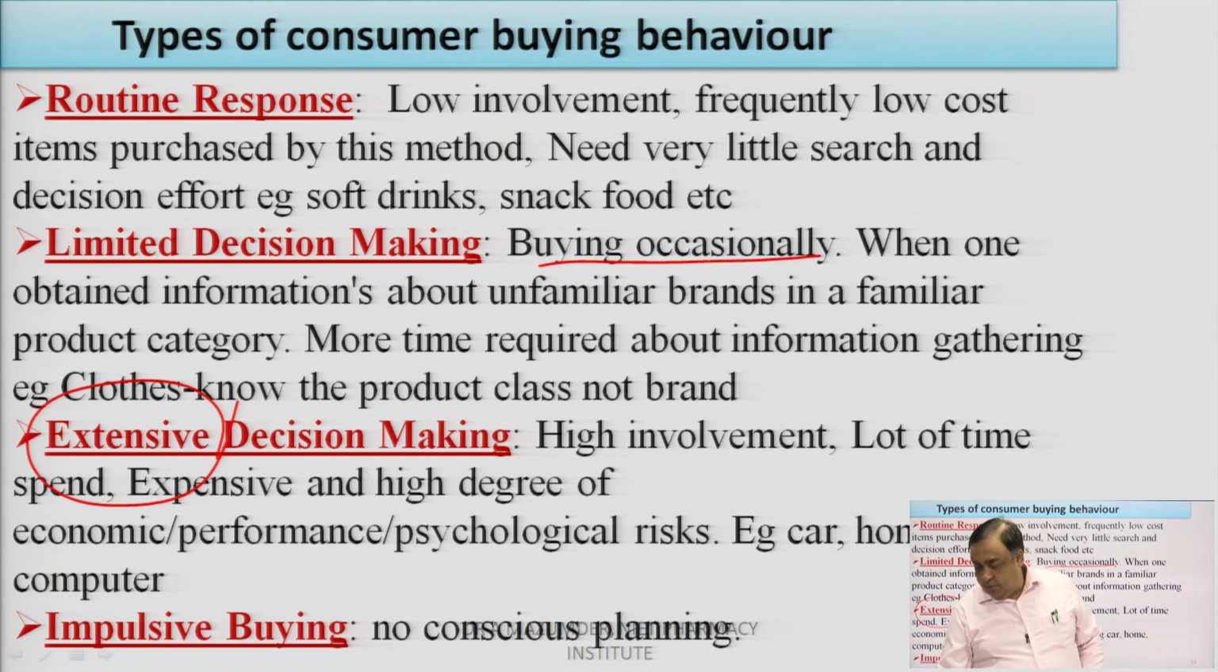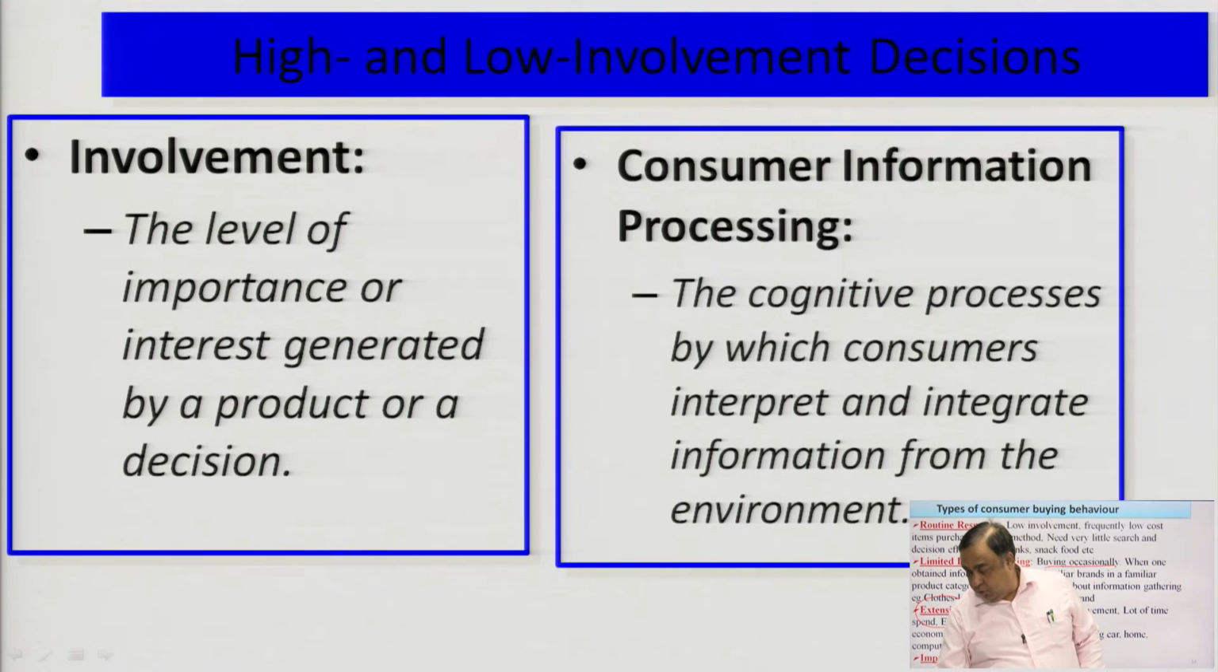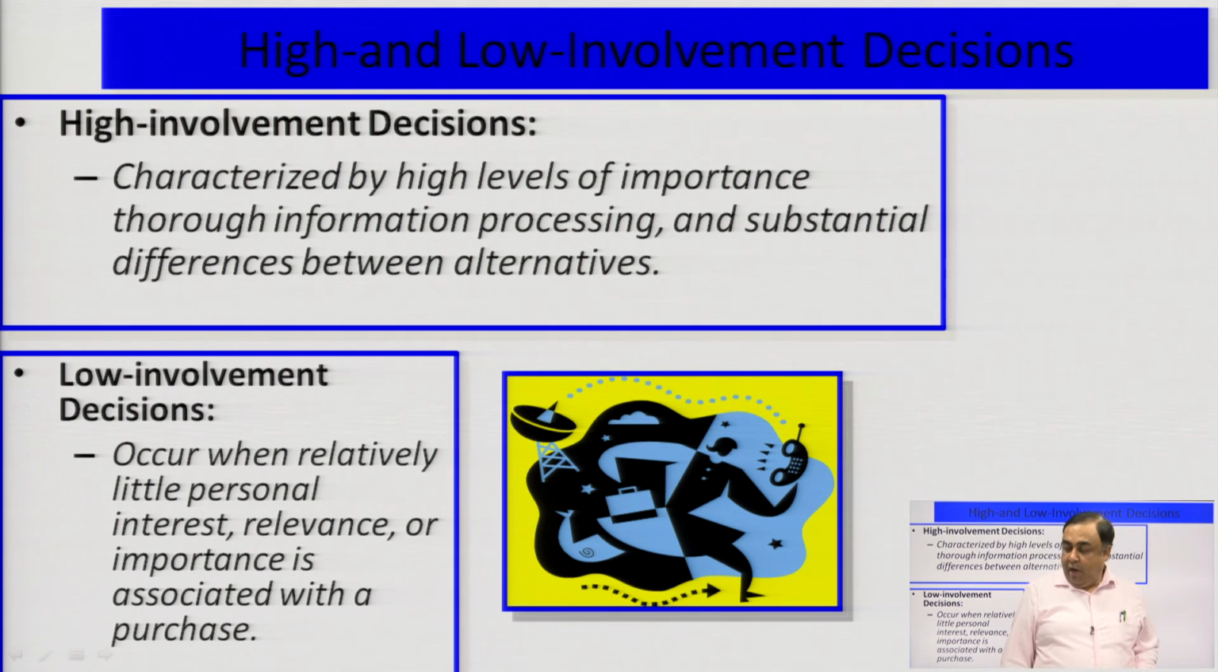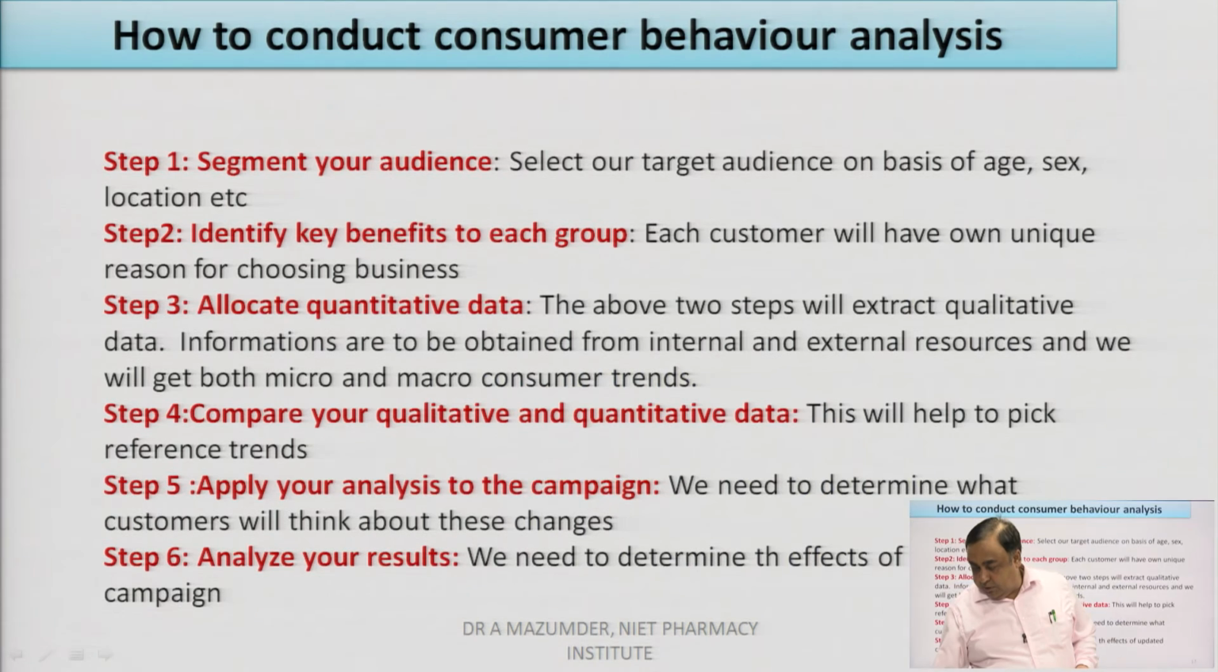In impulsive buying, the term impulsive means no conscious planning. In high and low involvement decisions, involvement is the level of importance or interest generated in the product, and consumer information is the cognitive process by which consumers interpret and integrate information with the environment. High involvement decisions are characterized by a high level of importance through information processing and substantial differences between alternatives. Low involvement decisions occur when relatively little personal interest, relevance or importance is associated with the purchase.